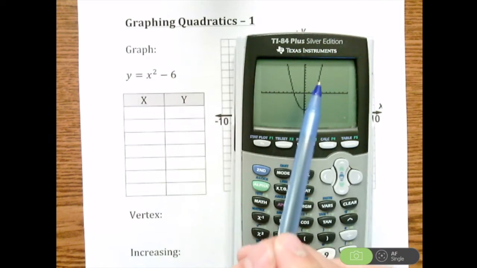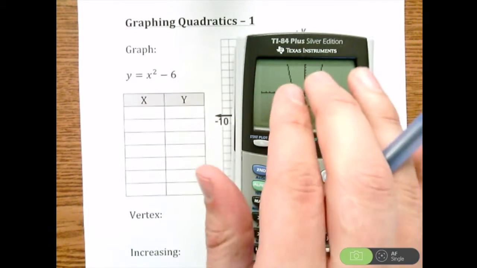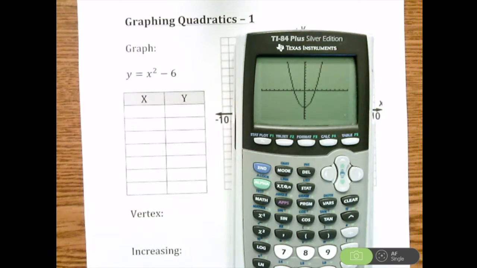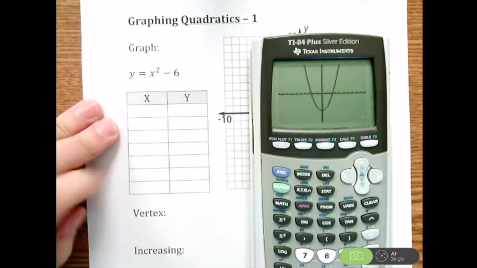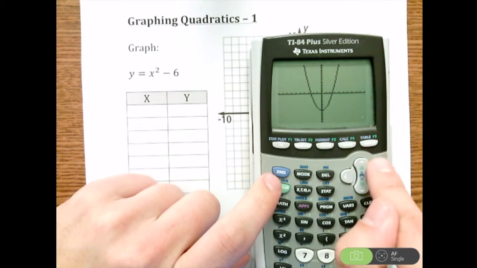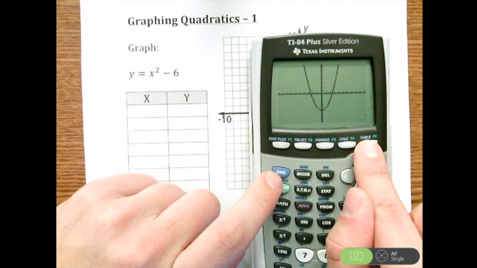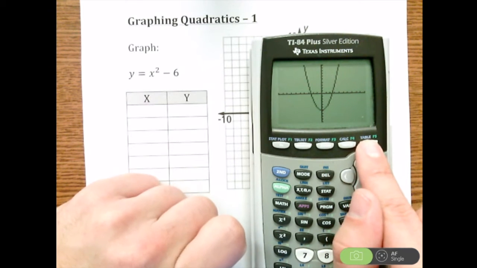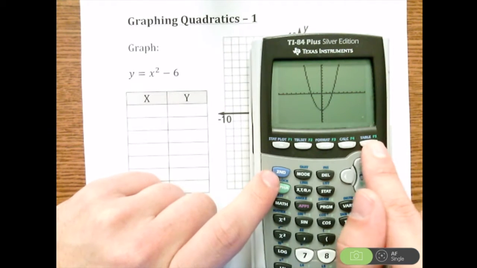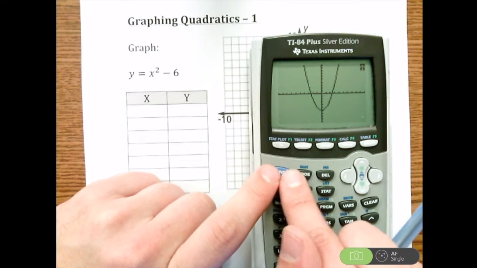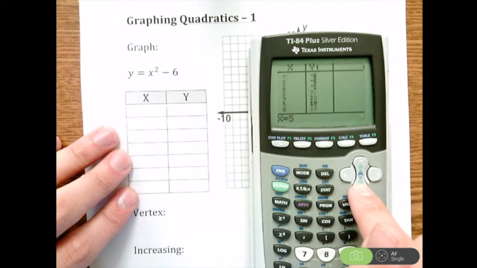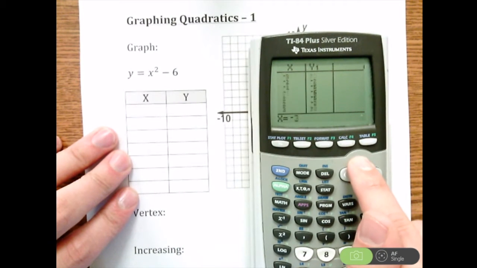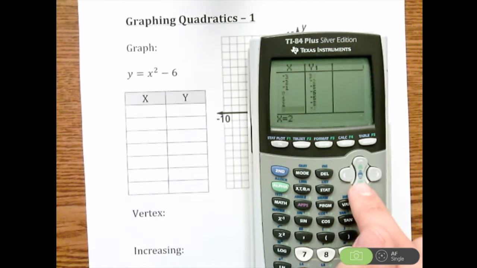Now this is all nice and neat for us, but I want to transfer as much information from here back over to my paper. So the first thing I like to do is get a table of values. If you want to get a table of values from your graph, look right above the graph button in a different color, on mine it's in blue, it says table. To get to the table, you have to hit the blue second button first, and then go to table. Now, if you use those up and down arrows, you'll see this table is actually humongous. There's lots of numbers in there that we could use. We just have to figure out which numbers we want to use.